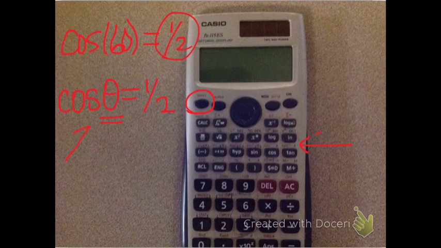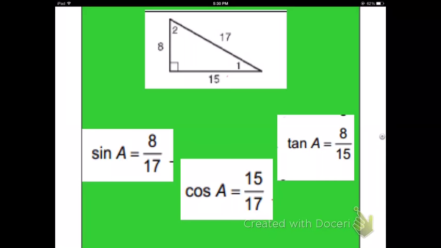So in order to answer this question, to find theta, I would say shift cosine 1/2. And the answer should give me 60. Try it on your calculator. Press shift cosine 1/2, close your parentheses. And that would give you 60. So that's what we're going to use, because today we're going to be looking for the angle measures.